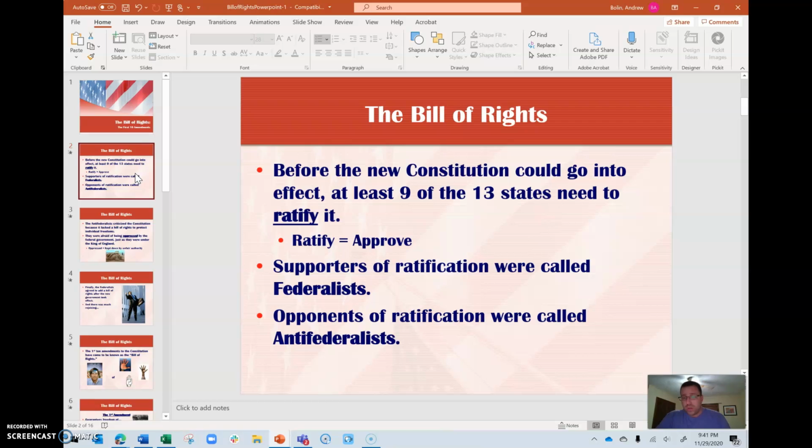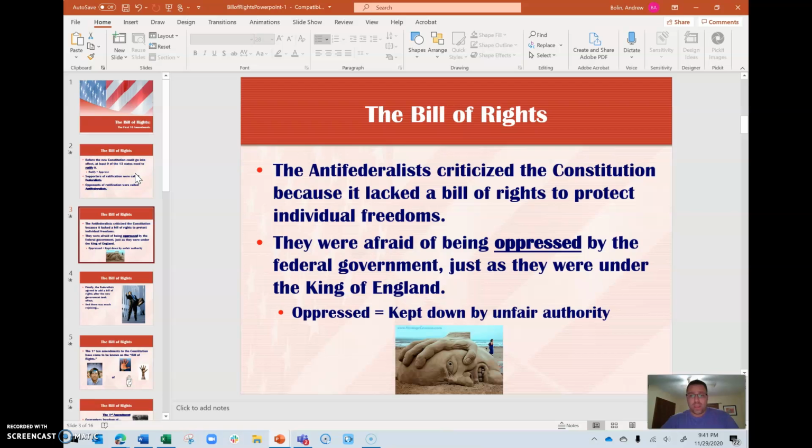The supporters of approving the Constitution were called the Federalists, and those against ratification were called the Anti-Federalists. The Anti-Federalists criticized the Constitution because it lacked a Bill of Rights to protect individual freedoms. They were afraid of being oppressed by the federal government just as they were under the King of England. Oppressed means kept down by unfair authority. You can see in the picture someone's holding you down, and that's outside of your control. That's exactly what this view was for the Anti-Federalists.